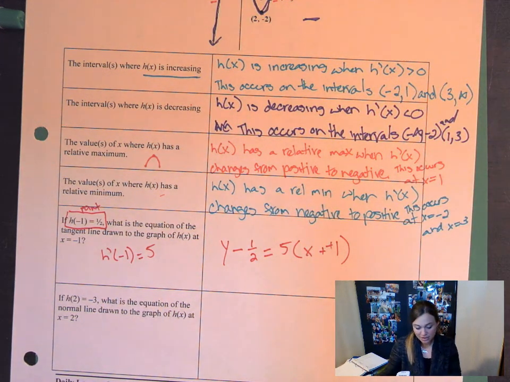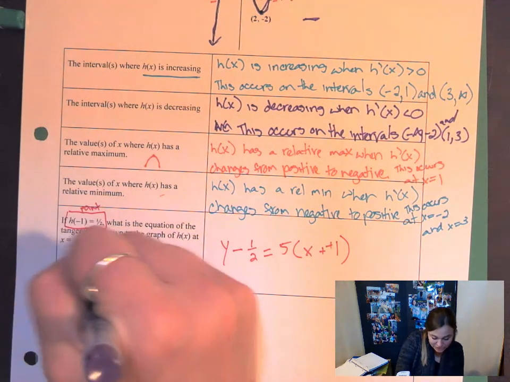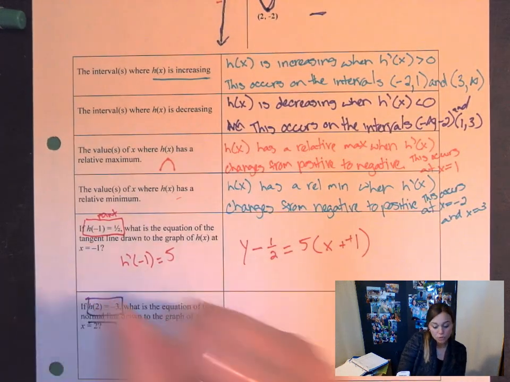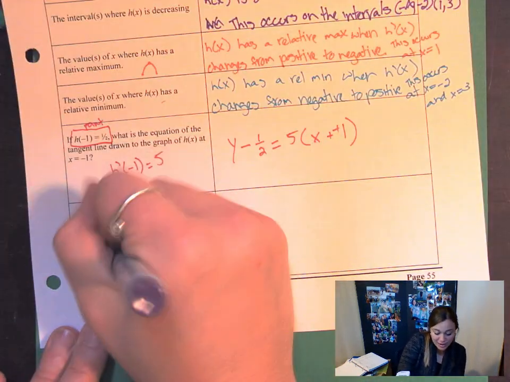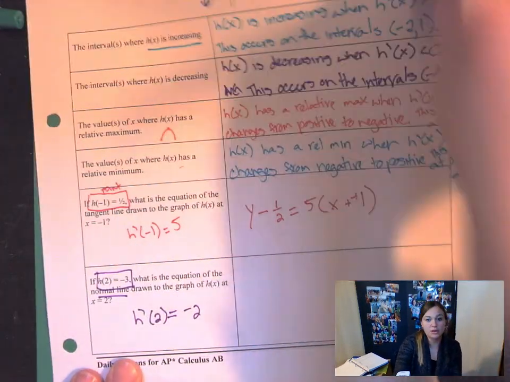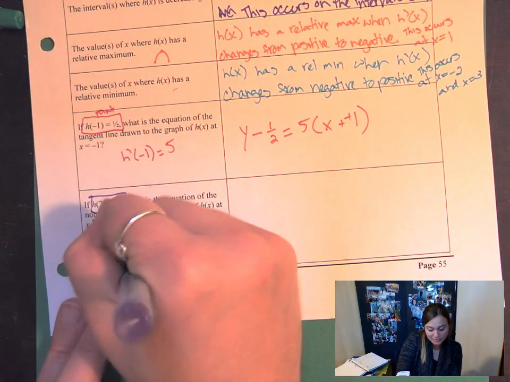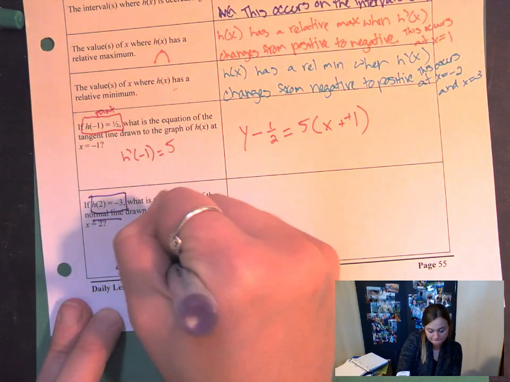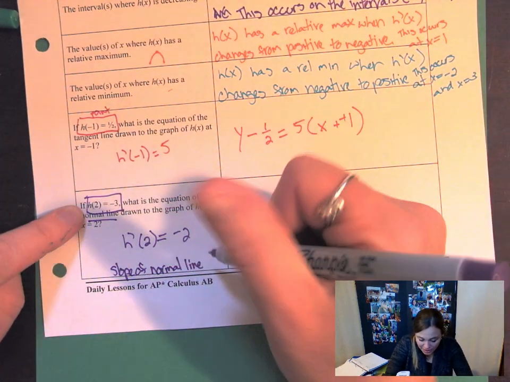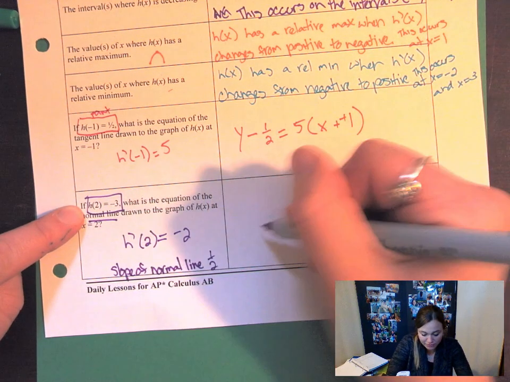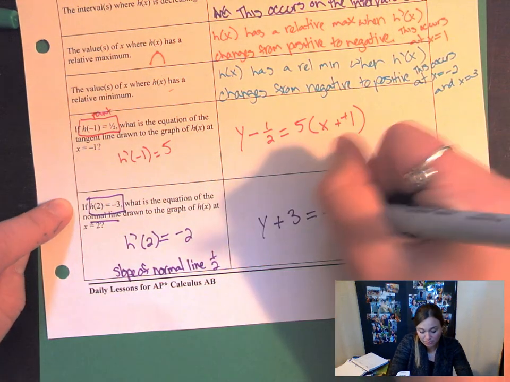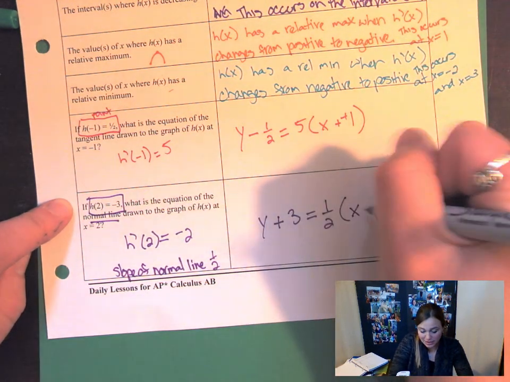Same deal on the last one. I've got h of 2 is -3, so I've got a point. This is the equation of the normal line, so I need a slope. The normal line is perpendicular to the tangent. So if I know h prime of 2 is -2, my new slope of my normal line will be the opposite reciprocal, so 1/2. So I've got y minus y1 is equal to m, 1/2, x minus x1.